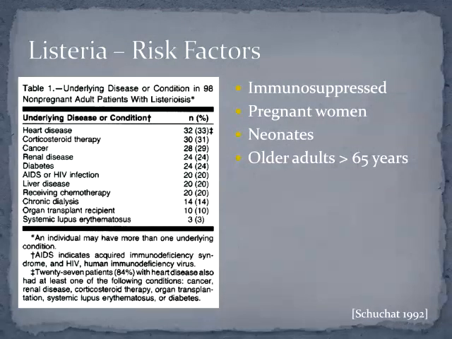And so there's a study here looking at non-pregnant individuals who develop listeriosis and looking at some of their comorbid conditions. What you can see on this side is it lists any comorbid condition that they identified, so heart disease, steroid therapy, cancer, et cetera. So there are several different conditions that were associated with it. But coming out of that, essentially, immunosuppression is key, obviously, and then it's a higher risk in pregnant women, neonates, and older adults.